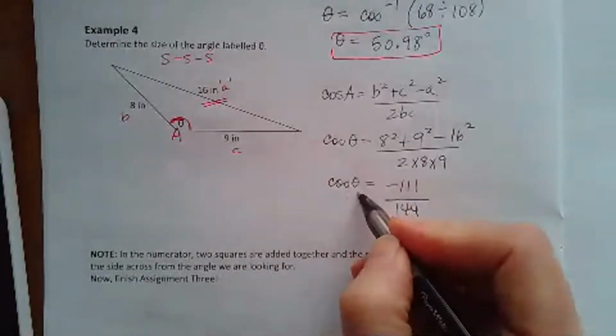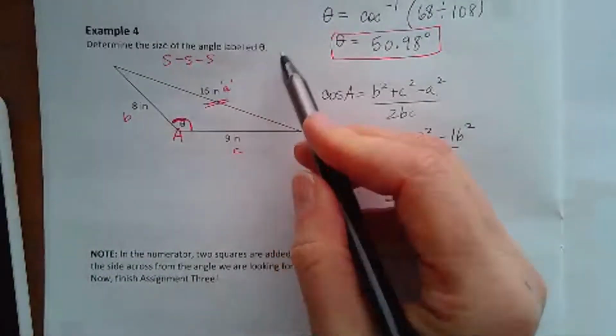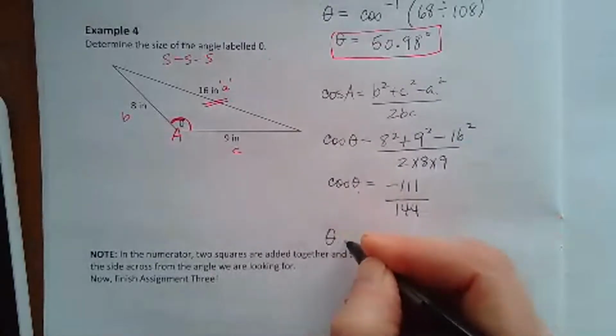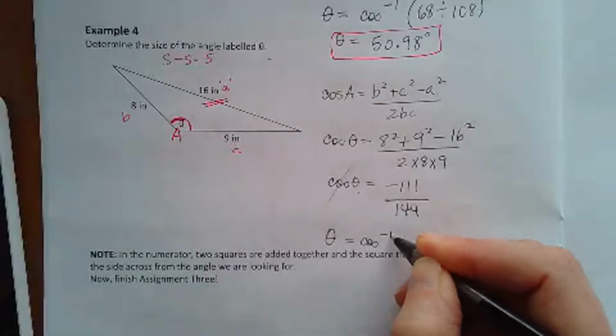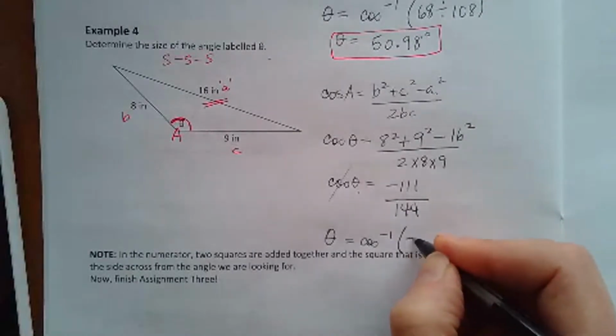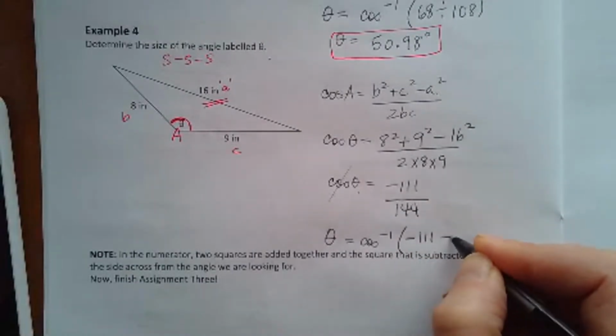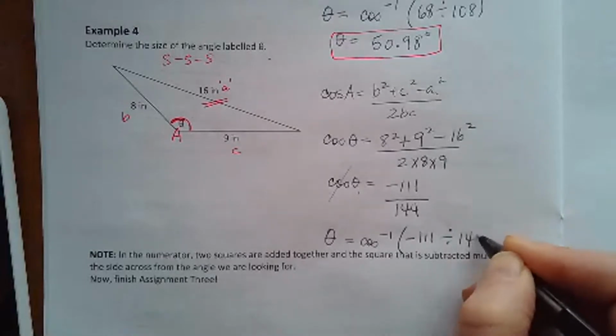I don't want cos of theta, right? I was told to solve for theta. So the very last thing I have to do is get rid of this. So shift cos, bracket, -111 divided by 144.